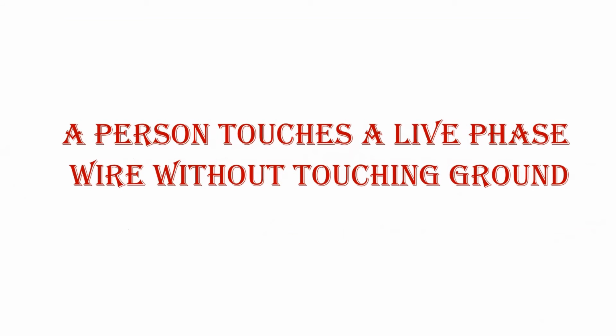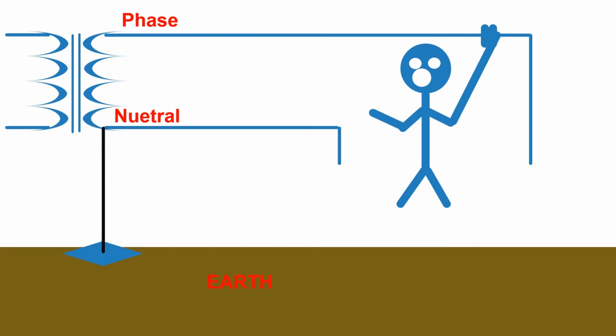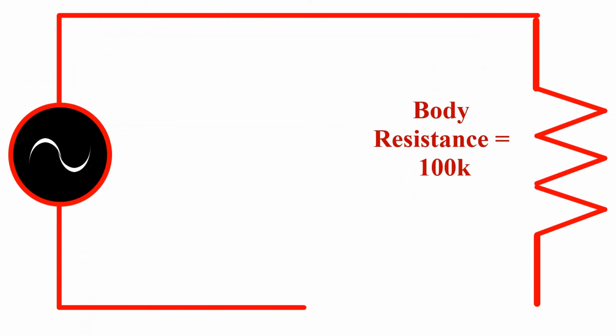Now, consider another situation, where a person is hanging on a phase wire. Here it is very clear that there is no path for the current to flow, so the person will not feel any shock, and he is safe. So the equivalent circuit looks something like this. The circuit is not closed, and hence, no current flows.